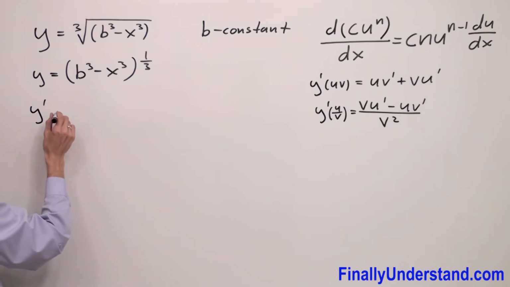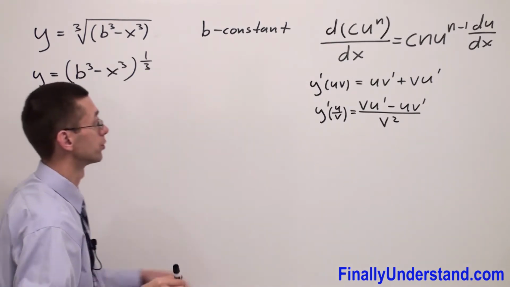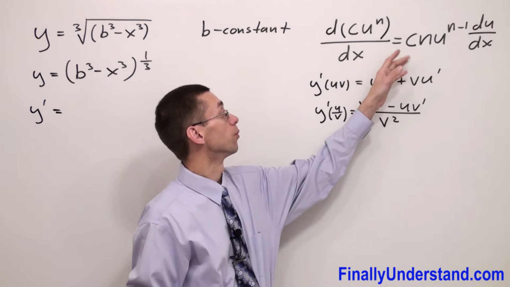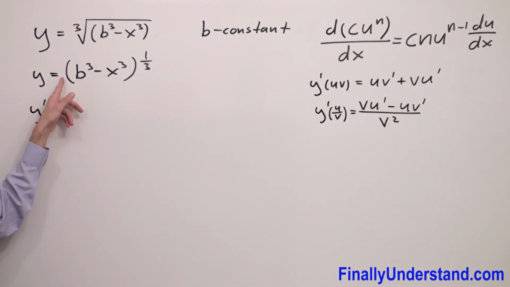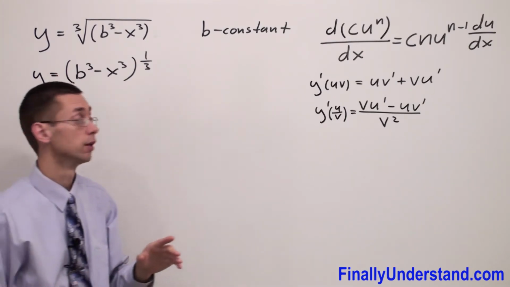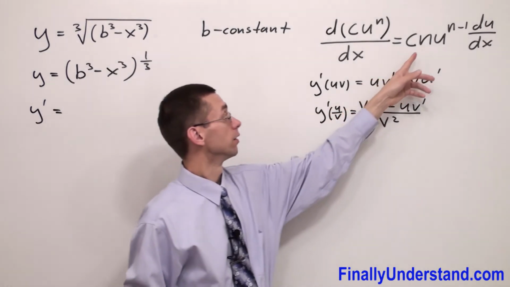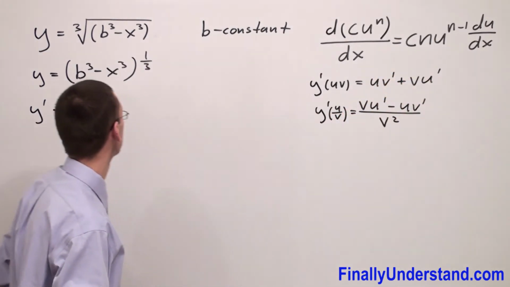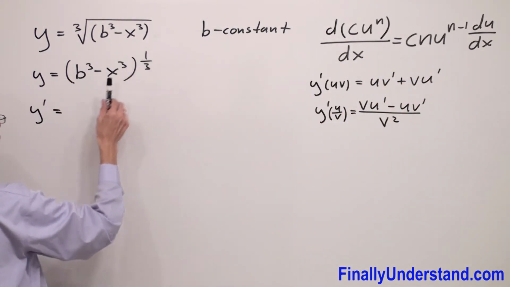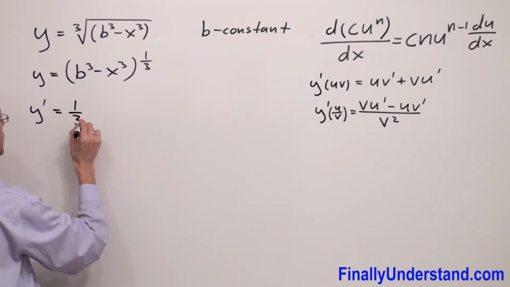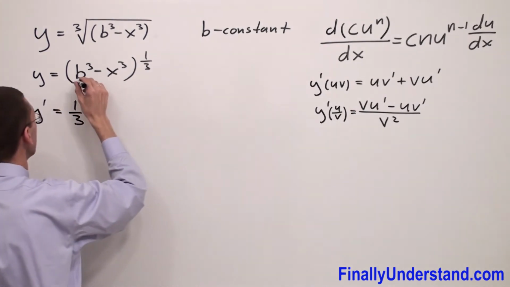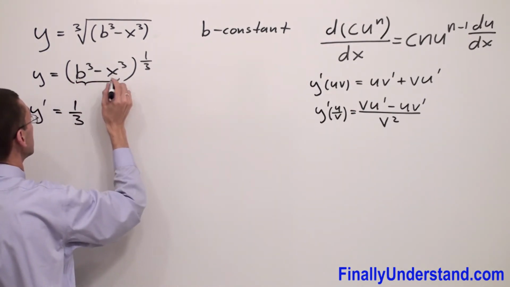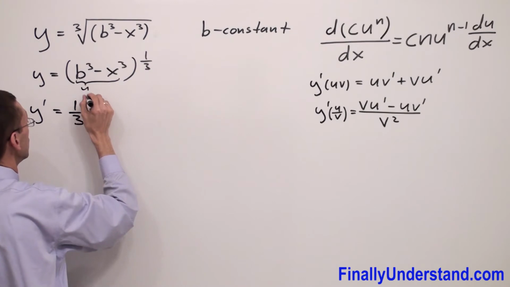So y prime is equal to, again, I'm going to use this formula. Please notice that my problem doesn't have a constant at the front of the parentheses, so there is an invisible 1. If there's an invisible 1, we don't write it. So we're going to start from the exponent, and my exponent, n, is 1/3, times u, where u is everything, whatever I have inside of the parentheses. Okay, so this is my u.